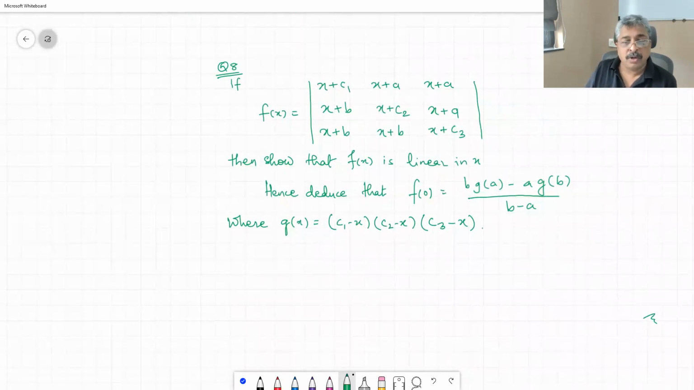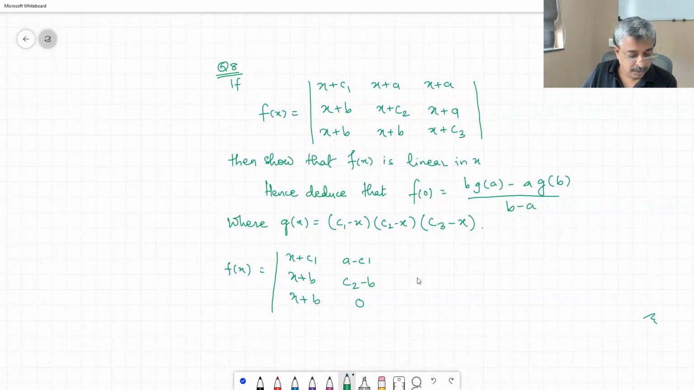Okay, let us keep the first column the same. If we subtract column 1 from column 2, we get a minus c1, c2 minus b, 0, and c3 minus c2 if we do, 0, a minus c2, c3 minus b.